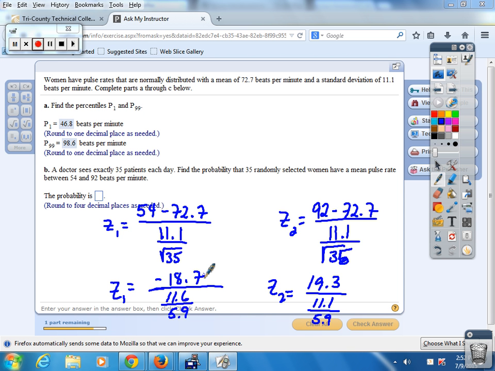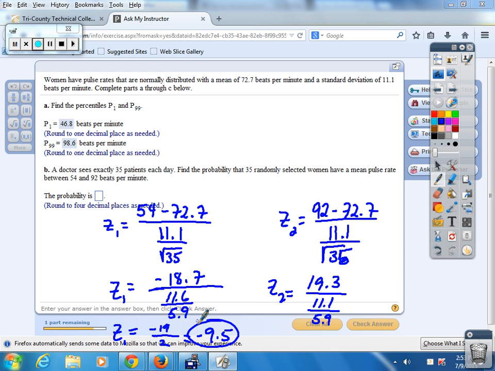Okay, what I'm trying to do is get it down to a point where I can do it in my head, just to see if I can get it close. And I do things like this. I'm weird, okay? So 18.7, that's 19. So I'm going to say z sub 1 is equal to negative 19 divided by 11.6. That's 12 divided by 6 is 2. So I'm going to say this one is around negative 9.5.